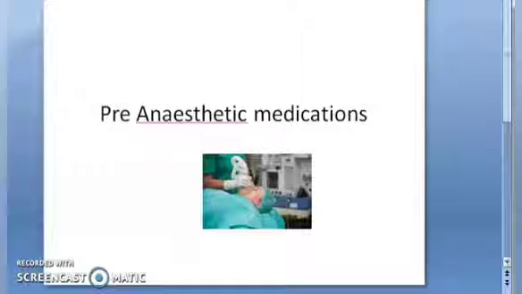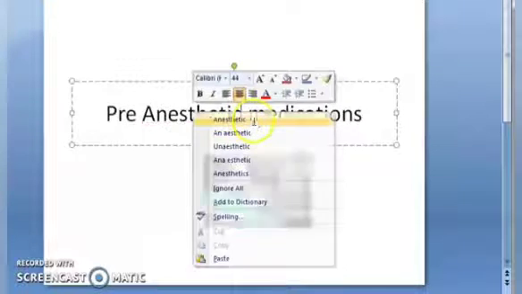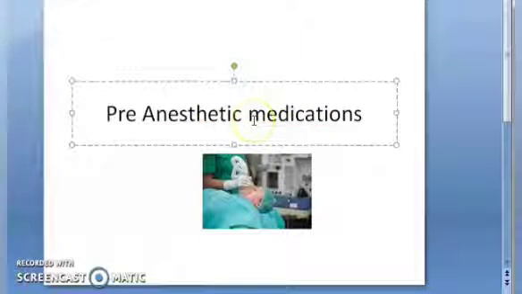Welcome people. In this video we want to look at pre-anesthetic medications. So what exactly do you mean by pre-anesthetic medications? See, before giving anesthesia you will have to give some medication so that the anesthetic procedure is going to go very smoothly. You understood, right?